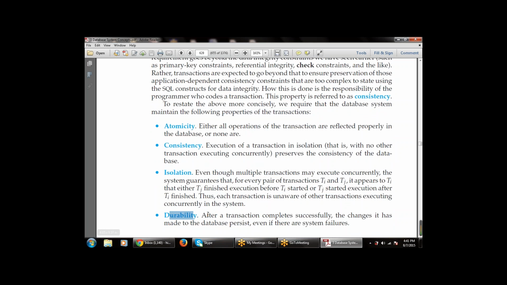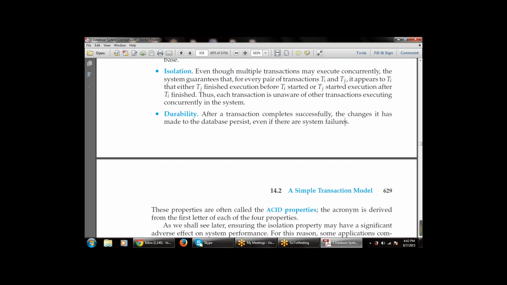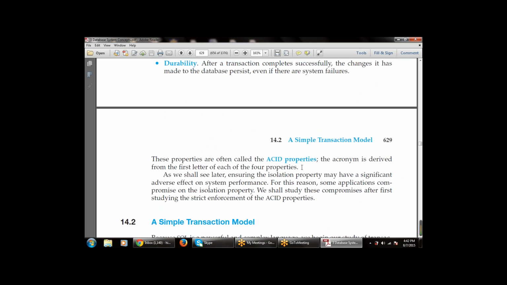Then there is durability, that is after a transaction completes successfully, the changes it has made to the database persist even if system failures occur. That means the effect of the transaction must be maintained in a durable way for a long time, even if there are some errors or failures in the database systems. These are the four properties of a transaction: atomicity, consistency, isolation, and durability. These are known as the ACID properties of the transaction.